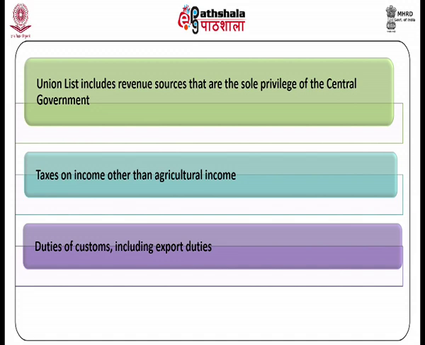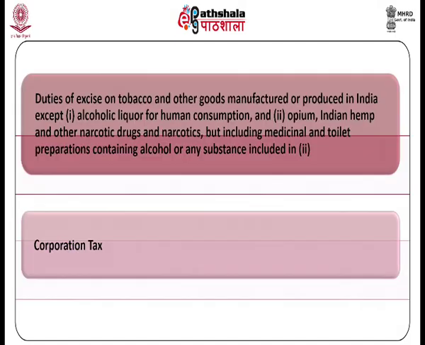1. Taxes on income other than agriculture income. 2. Duties of customs including export duties. 3. Duties of excise on tobacco and other goods manufactured or produced in India except alcoholic liquor for human consumption, and opium, Indian hemp and other narcotic drugs and narcotics, but including medicinal and toilet preparations containing alcohol or any substance included in the above. 4. Corporation tax.